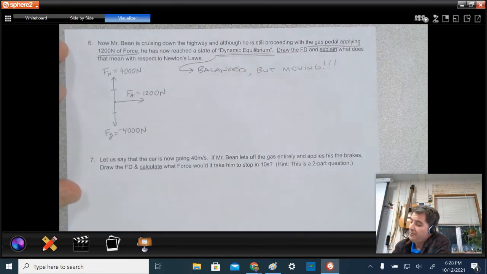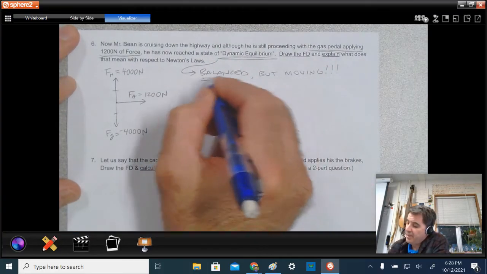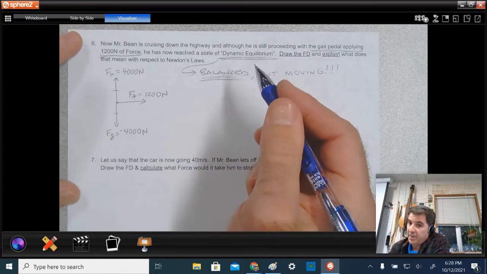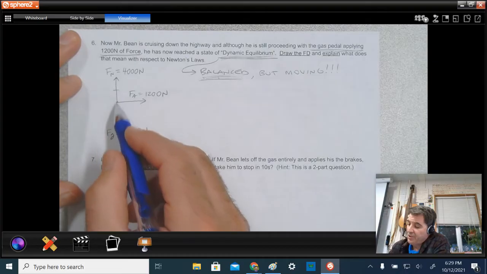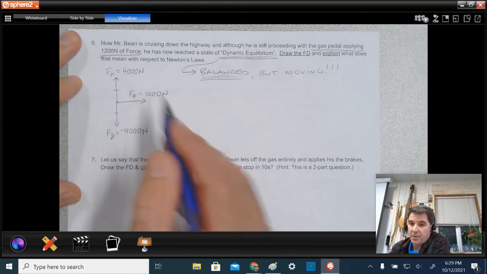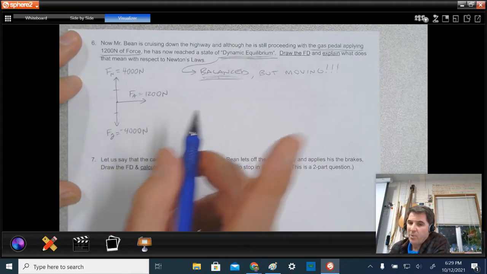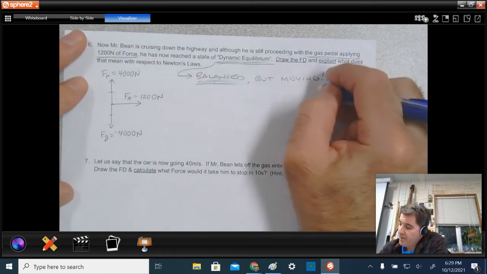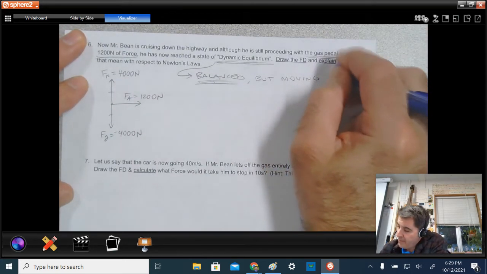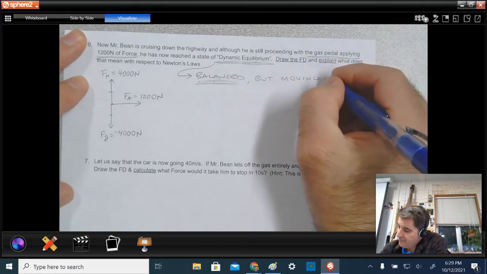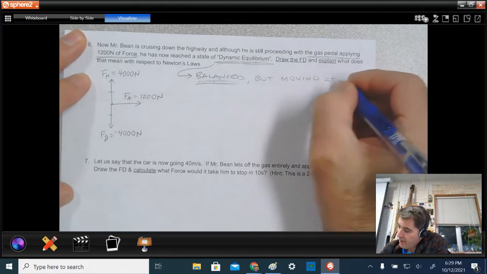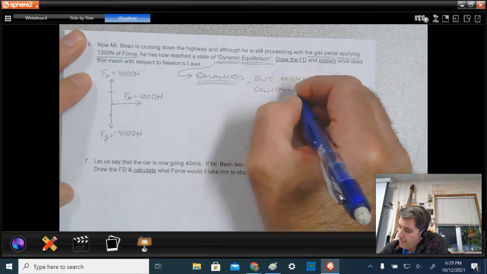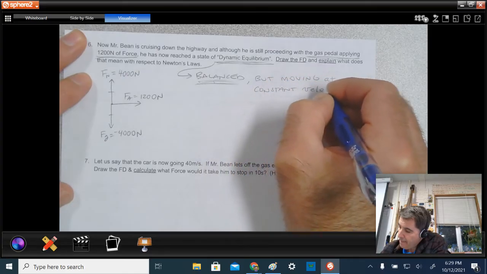What happens? Since I know it's balanced, because that's what dynamic equilibrium means. Equilibrium literally means equal, right? These two are equal, so my net force in the vertical direction is 0. I'm moving at a constant velocity, right? So maybe I should take these out, and I should say that it's moving at a constant velocity.